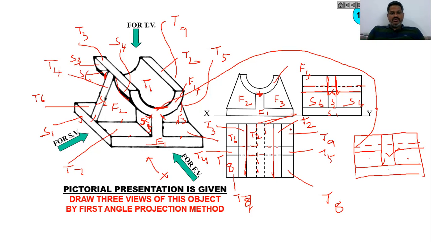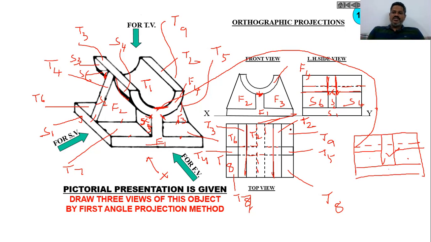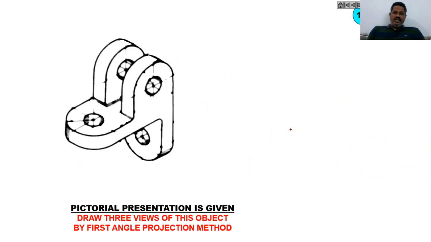Now let me move further to see one more example. This is a front view, and this is top view, and this is side view that we have seen. Now let me take one more example to draw the front view, side view, and top view. In this example, this we are assuming as front view like this. I am assuming this as X.